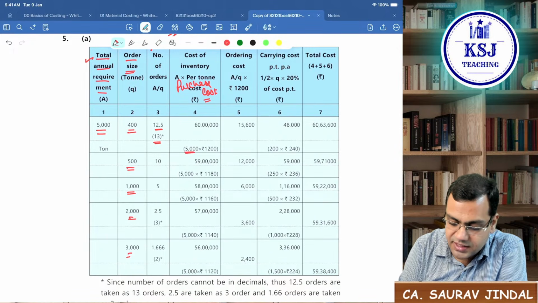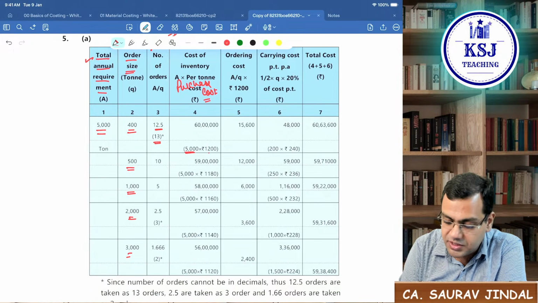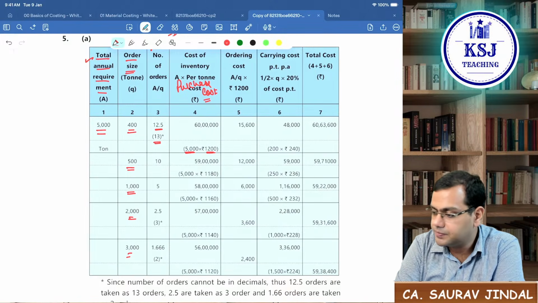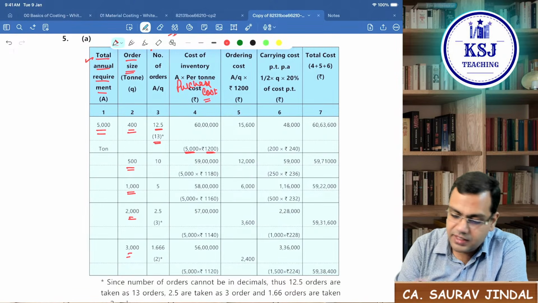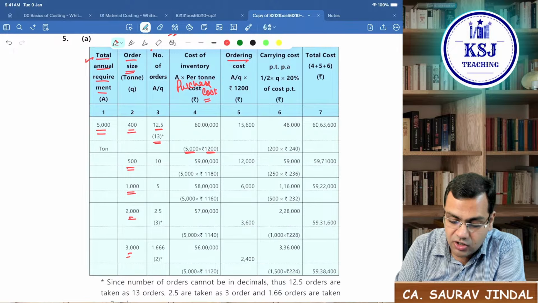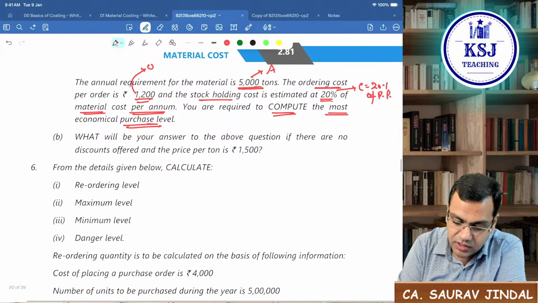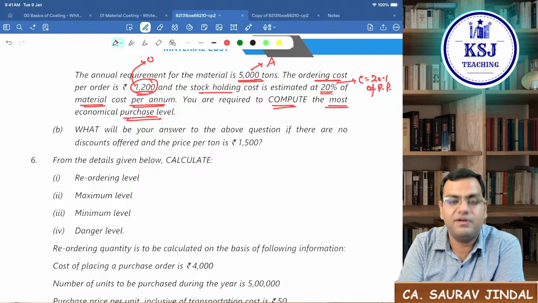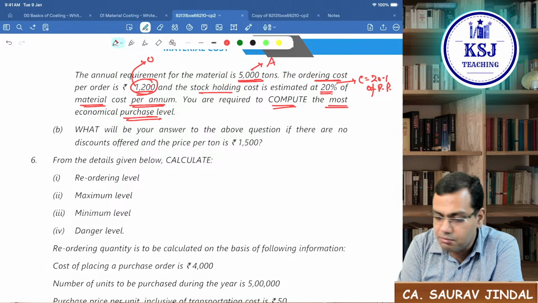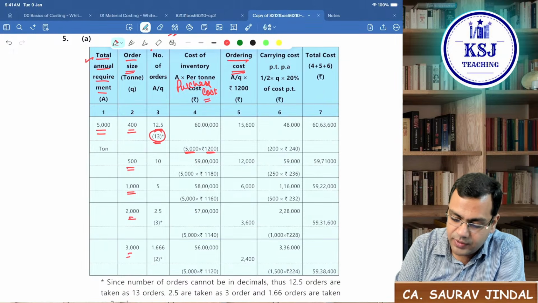Units to be purchased is 5,000. What is the price that will be charged? That is 1,200. Then what will be the ordering cost? Number of orders you have calculated. What is the ordering cost per order given? The ordering cost per order is given as 1,200. So number of orders multiplied by 1,200.